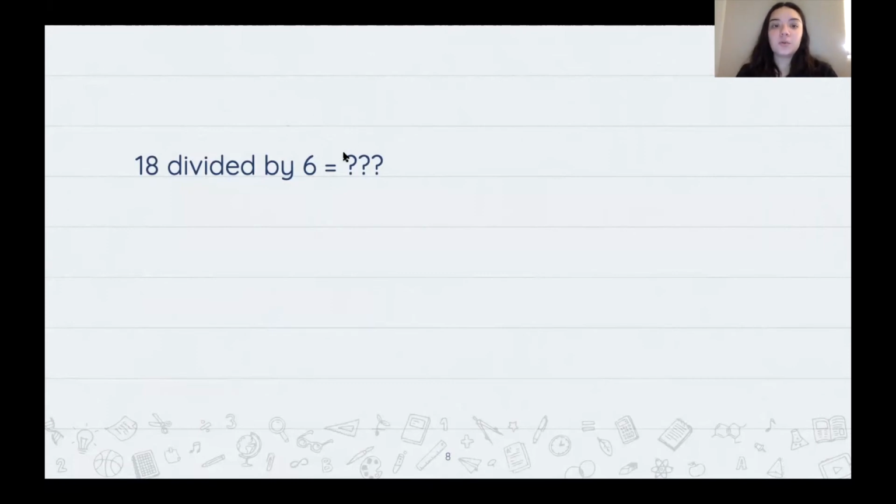So first thing I'm going to do is do this one with the fair share method. I am going to put 6 stars in each group until I hit 18, because we know we're going in groups of 6. So here we go. 1, 2, 3, 4, 5, 6. That's 6. 1, 2, 3, 4, 5, 6. Now we have 12. 1, 2, 3, 4, 5, 6. So now I have 18.